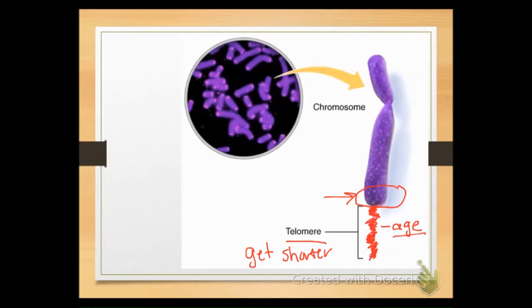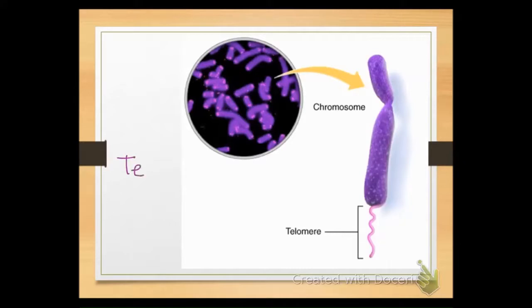So how could this be related to cancer? Interestingly enough, there's an enzyme whose job it is to maintain the length of the telomeres. So there's an enzyme, and it is called telomerase. There's that "ase" again on the end of a word, indicating that it's an enzyme. And this telomerase's job is to maintain the length of telomeres.